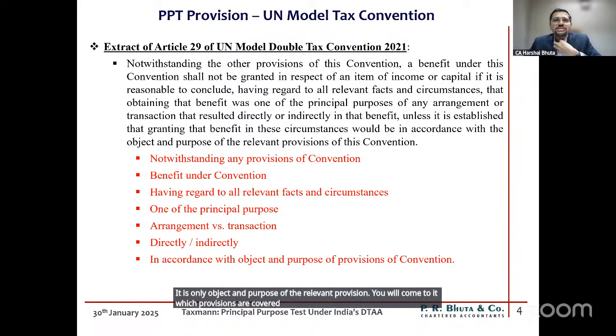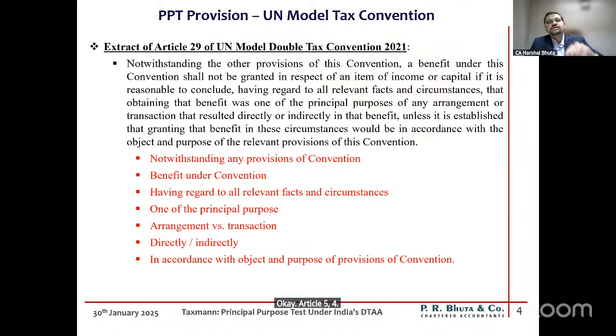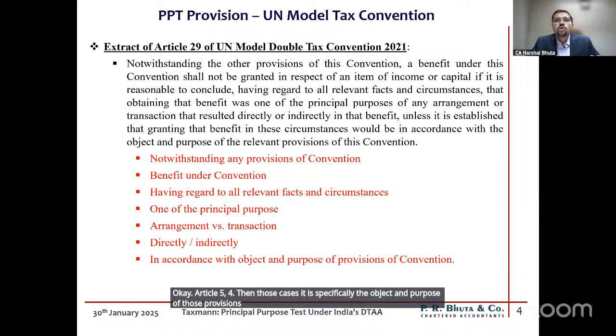Okay, so say specifically you are taking benefit of the capital gains article. Specifically, you are taking the benefit of the permanent establishment exclusion article. Okay, Article 5(4). Then those cases, it is specifically the object and purpose of those provisions. Why are those provisions giving an exclusion? Why is there a threshold? In what circumstances, you know, such exemption should have been granted? It's not the entire DTA.